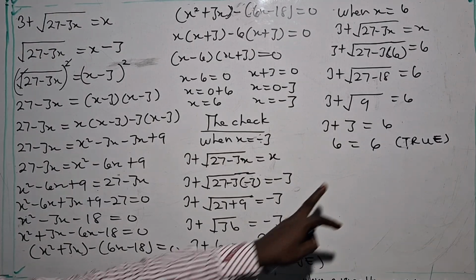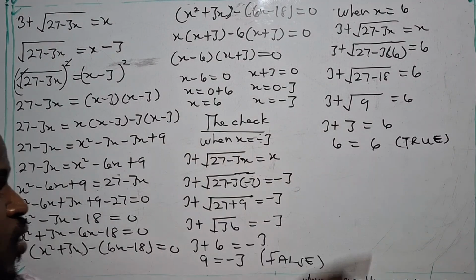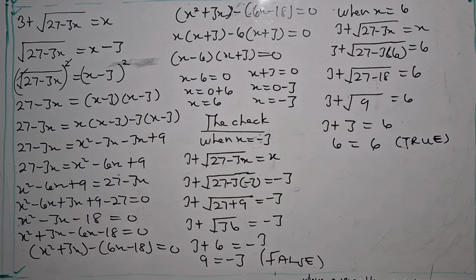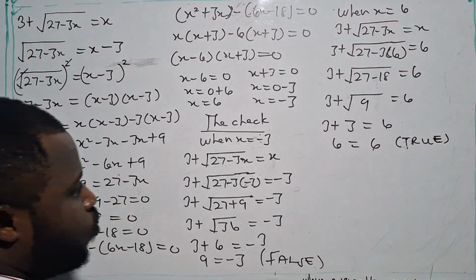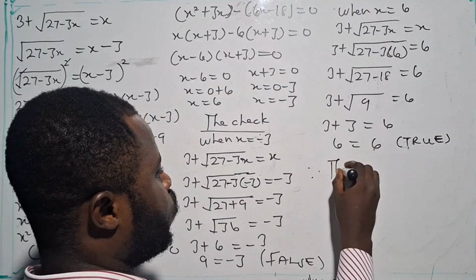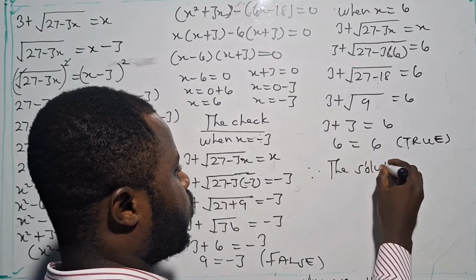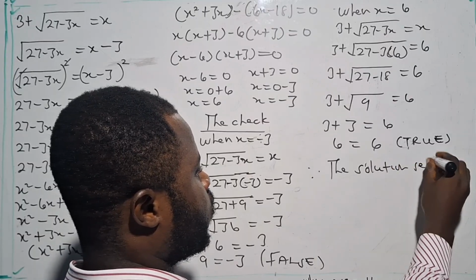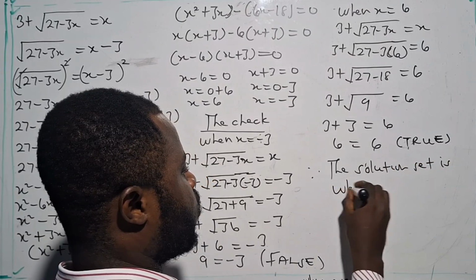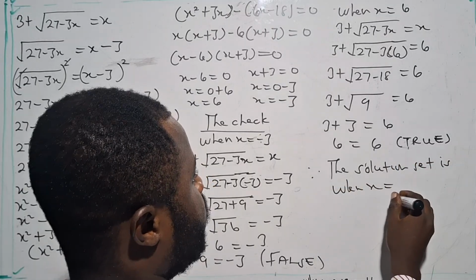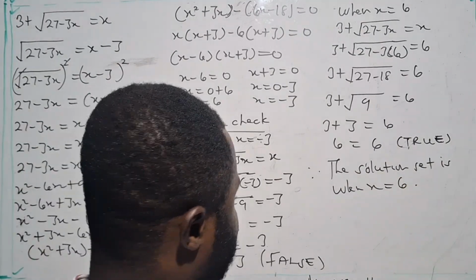So I've gotten this 6, 6. Here I got 9, negative 3. So this is false, this is true. So therefore the solution set is when x is equal to 6.